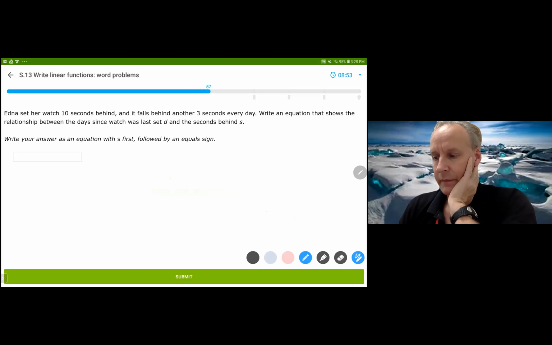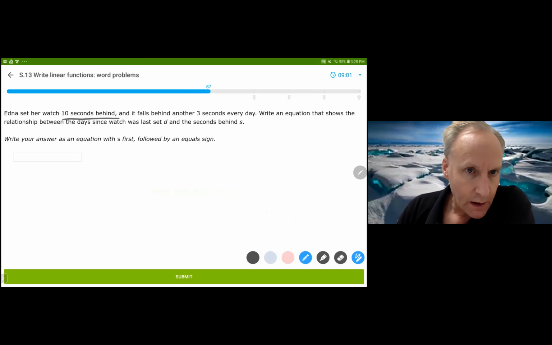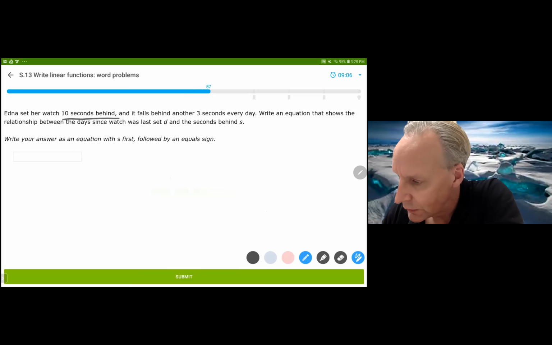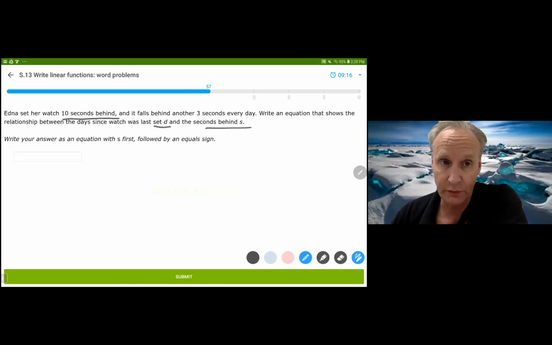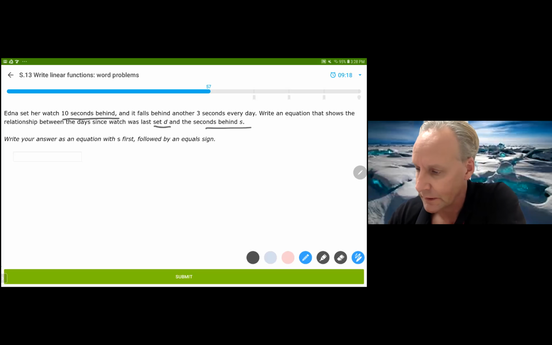Okay, so this time they're talking about the time behind as being positive time, even though it really should be negative time. And it falls behind 3 seconds every day. So we want days and seconds behind is S. Basically, we're thinking of the number of seconds behind as a positive quantity, which is really weird, but it does work. And it's just to have the sense of the problem.